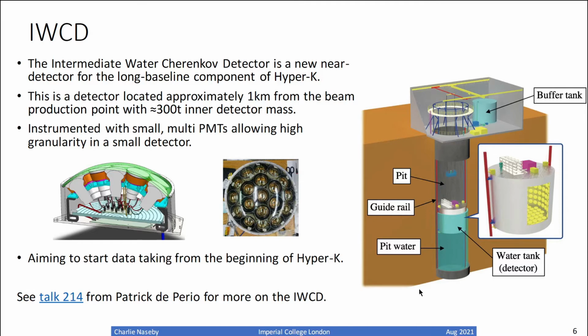The detector itself is instrumented with these multi-PMT assemblies, which are composed of many smaller individual PMTs. And this allows for high granularity in a small detector, which is essential for accurate reconstruction. The aim for the IWCD is to start collecting data from the very beginning of Hyper-K and continue throughout the run. For more details on the IWCD itself, please see Patrick's talk on this.